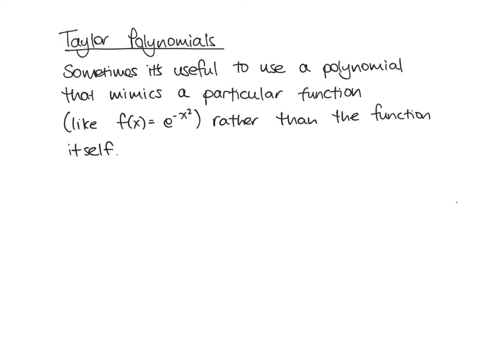This video is an overview of Taylor polynomials. So what are these things? Well, sometimes it's useful, as I've said here, to have a polynomial that mimics a particular function rather than using the function itself. For example, we can approximate sine of x quite well by just using the straight line y equals x if x is close to 0 and we're measuring in radians.